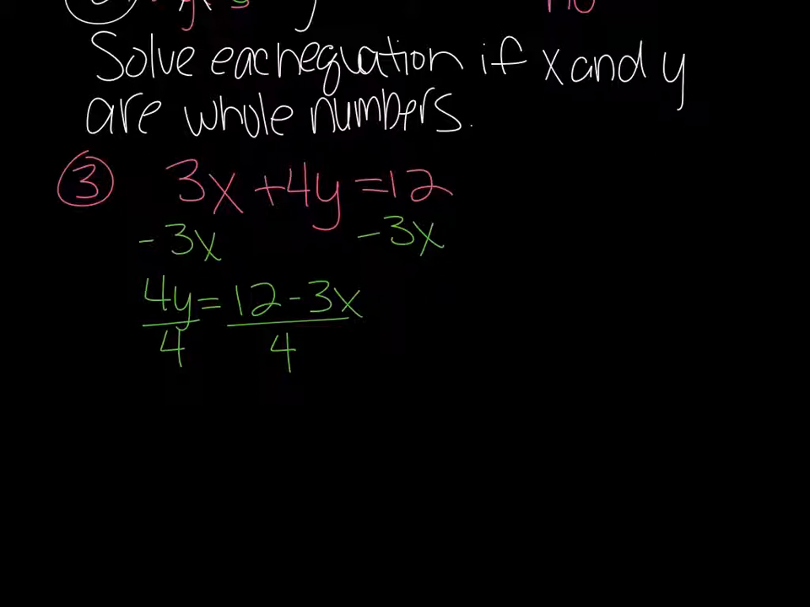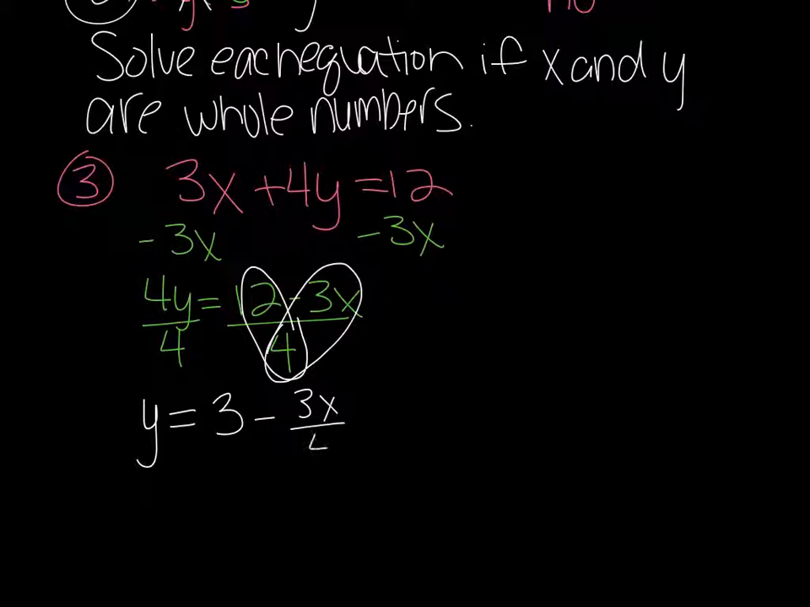Once again, not necessarily wrong, but if I can simplify this at all, that would be kind of nice. Do you guys remember the butterfly rule? Where you do divide and divide, right? If you can do that, that's usually helpful. So now I have y equals 12 divided by 4 gives me 3. And then it's just going to have to stay 3x over 4.